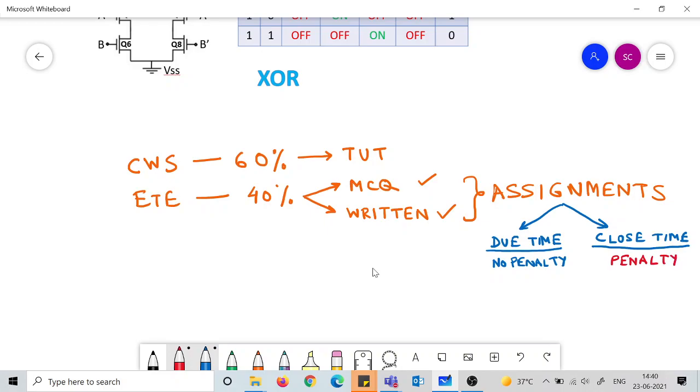So I will give you an example. Suppose the MCQ is meant for 30 minutes duration. So it starts at, suppose, 2 p.m. and its due time is 2:30 p.m. This is start, this is due, and there is a close time. Close time I may set it to be 2:45 p.m.